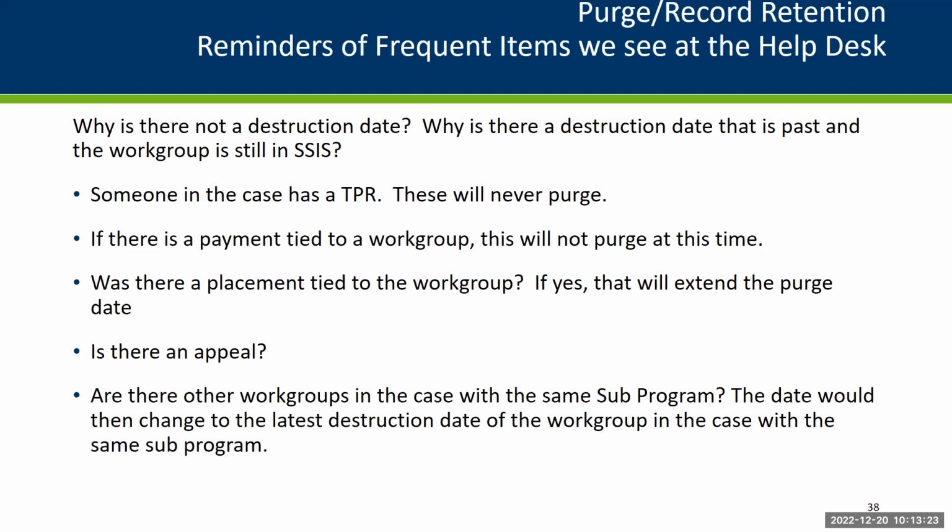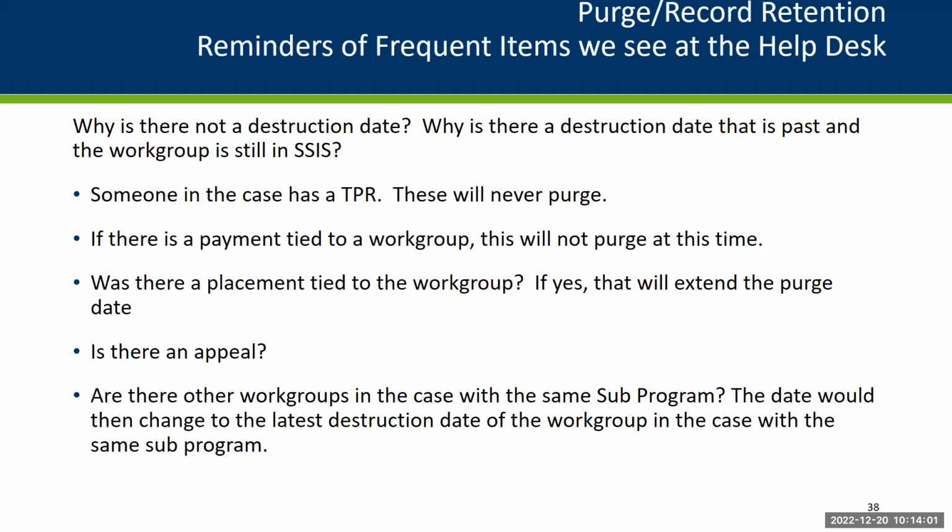Fiscal doesn't have a purge rule for payments at this time, so all payments stay in SSIS, nothing purges. So when you're making a payment, if you select the work group when you made the payment, that work group is not going to purge because of the payment. Is there a placement tied to this work group? If yes, that'll extend the purge date out to after the client's 31st birthday. Is there an appeal? Another reason that can extend the destruction date. And the last reason that we see a lot of are there other work groups in the case with the same sub-program? The date would then change to the latest destruction date of the work group in the case with that same sub-program.